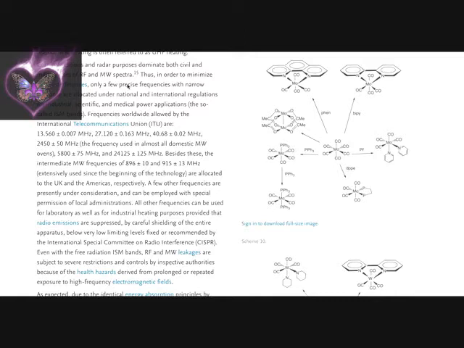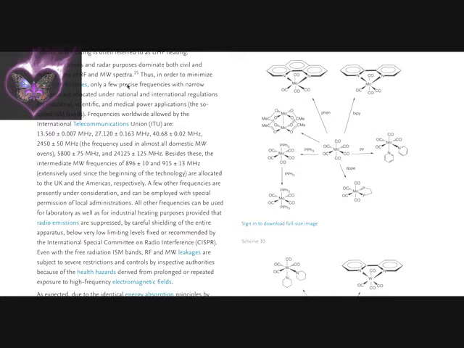Thus, in order to minimize radio interference, only a few precise frequencies with narrow tolerance are allocated under national and international regulations for industrial, scientific, and medical power applications, so-called ISM bands. Frequencies worldwide allowed by the International Telecommunication Union, ITU.